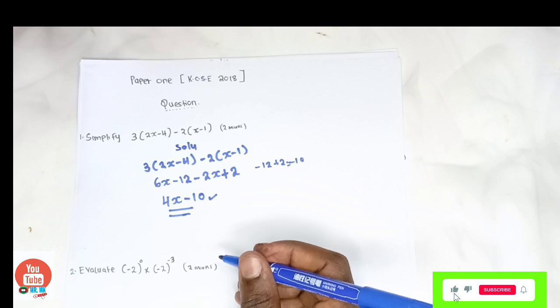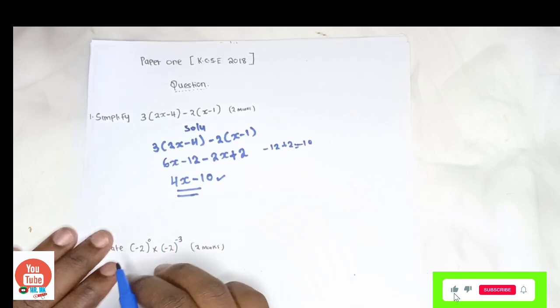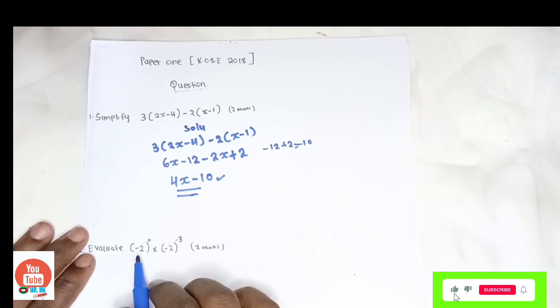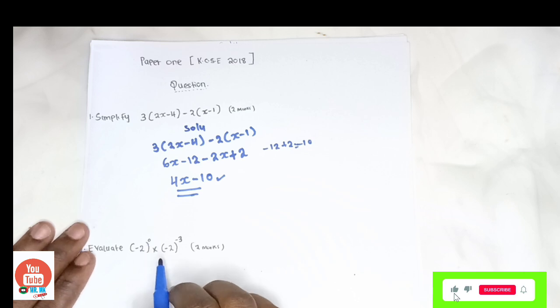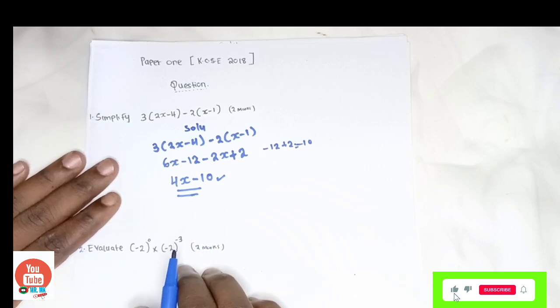Now let's do the next one. The next question says, evaluate (-2)^0 times (-2)^-3. Now, how do you go about this?